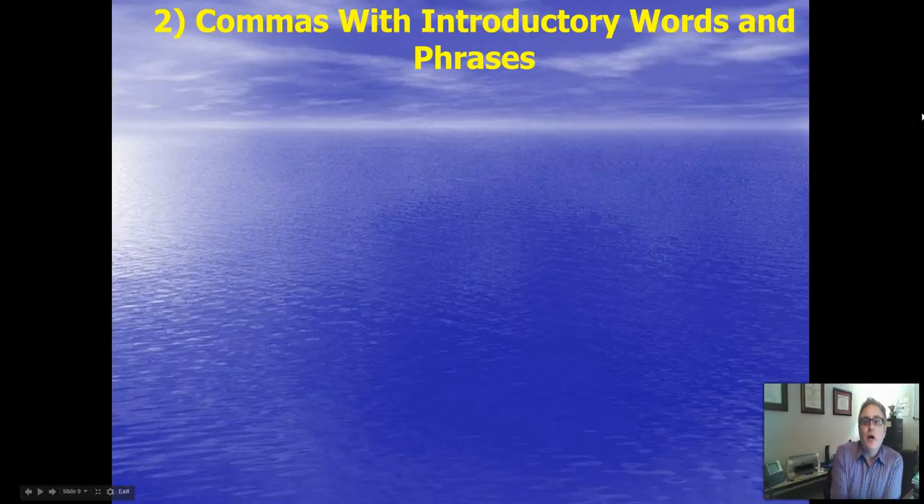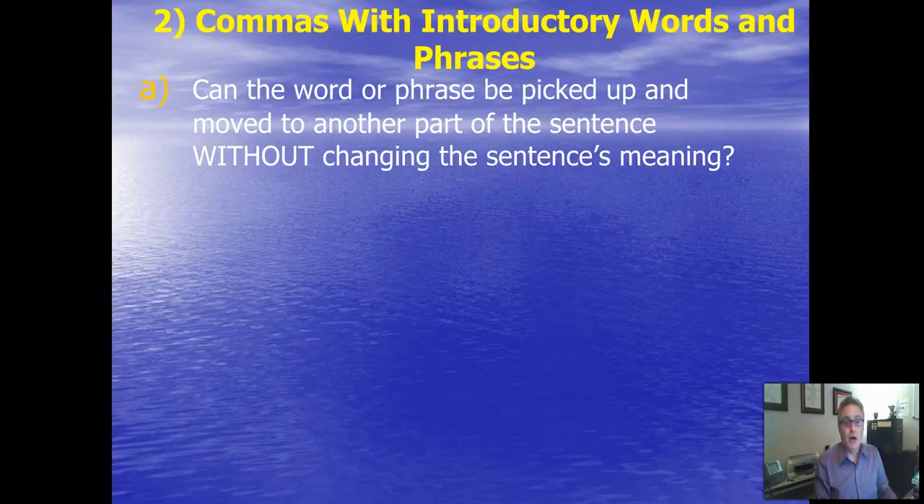Okay, so you have just watched the video which has covered the first rule, commas with conjunctions. Now we're going to move into commas with introductory words and phrases. This one's a little easier to explain, but maybe like the opposite of the other, a little harder to potentially understand. So let's see if we can help explain what is meant by an introductory word or phrase. You will need a comma with an introductory word or phrase if two criteria are met.